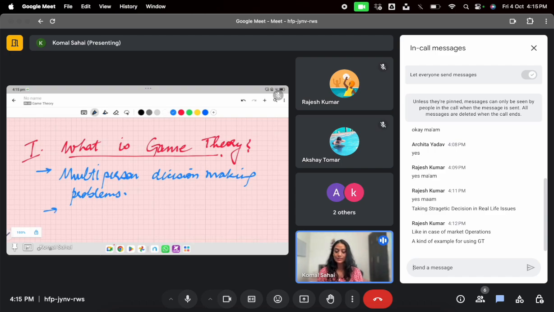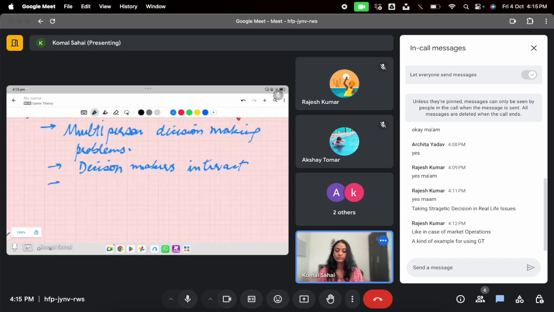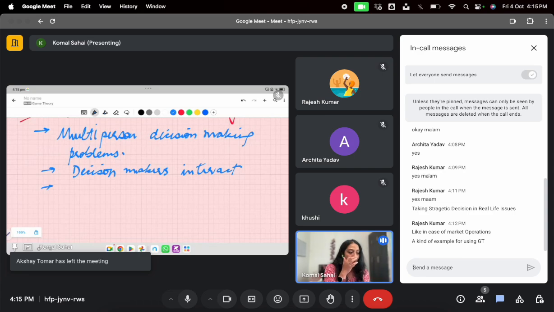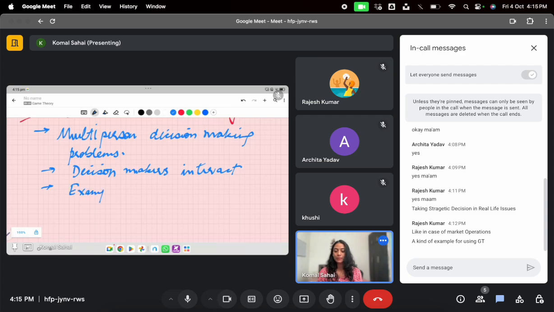Okay, so these are the cases where your decision makers interact. Okay, and other economic agents are not passive anymore. So some of the examples that you can think about, and these are the kind of cases where we need other market participants to be humans as well, to be entities with their own brains, with their own utility maximizing behavior.